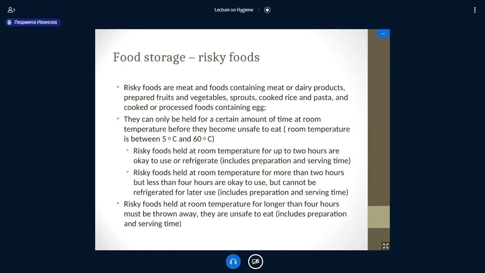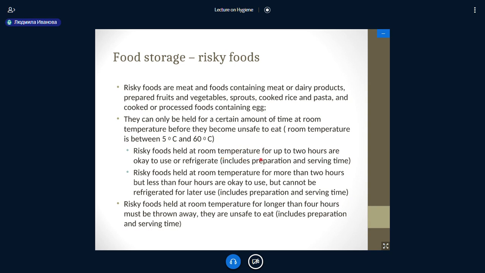Risky foods are meat and food containing meat or dairy products, prepared fruits and vegetables, because of the risk of secondary contamination, for example, cooked rice and pasta, and cooked or processed food containing eggs. And maybe next time we'll discuss this when we're talking about microbiology. And they can only be held for a certain amount of time at room temperature before they become unsafe to eat. Room temperature is between 5 and 60 degrees.